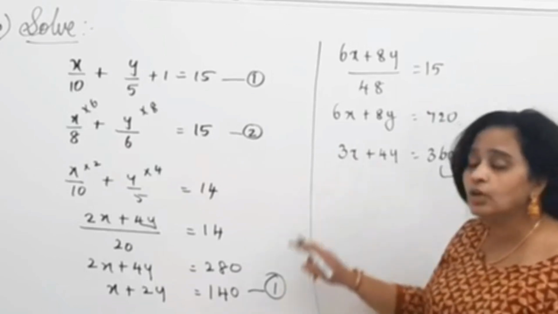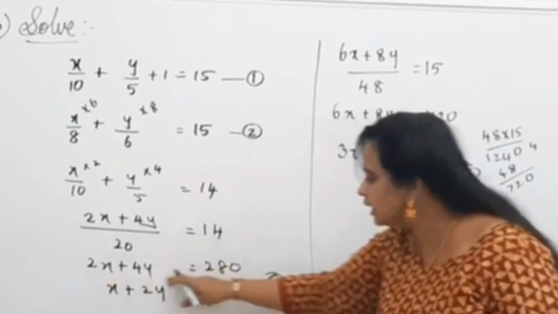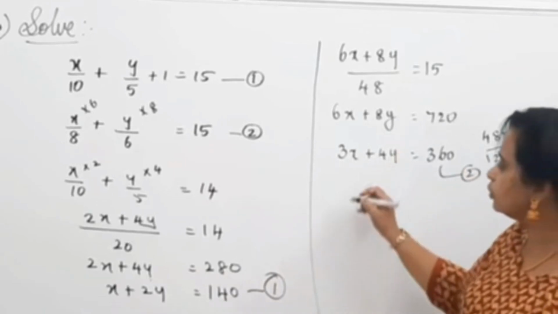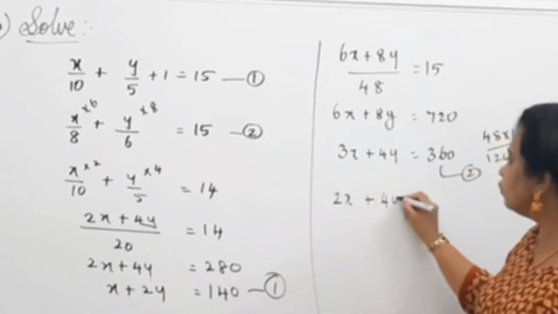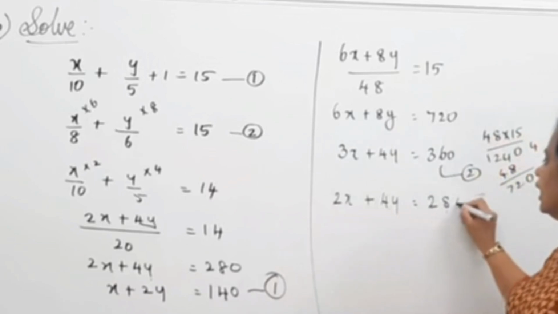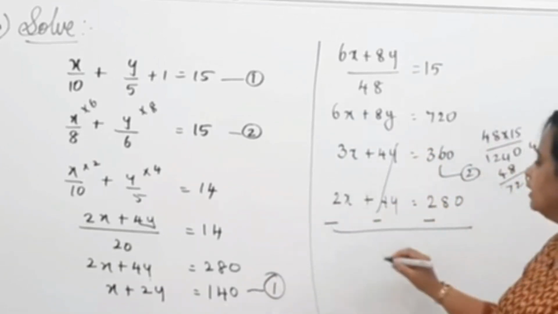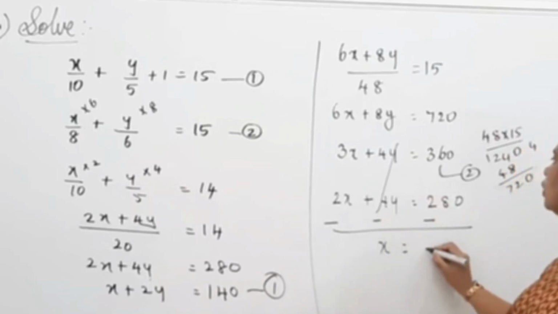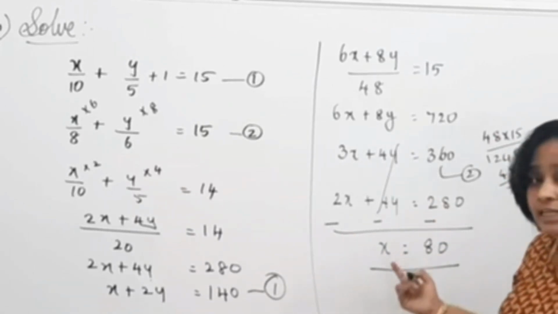I'm going to solve these two equations. Now you can take this equation, as simple as that. Why? Because 4y and 4y are there. So 2x plus 4y is equal to 280. Now on simplification, I get x is equal to just the number 80. I got it. Now x is equal to 80.